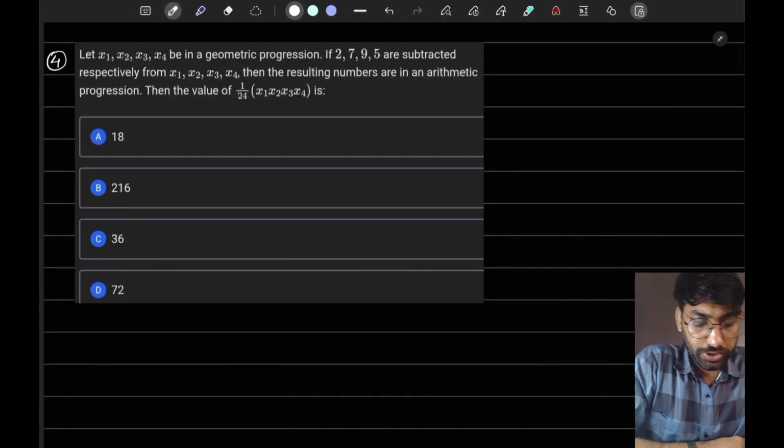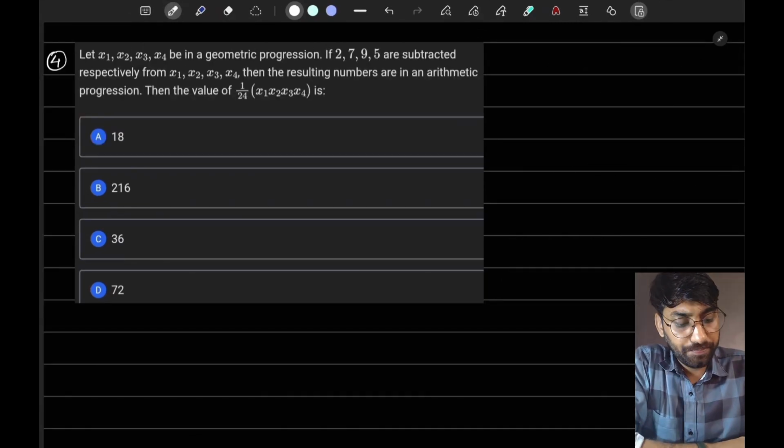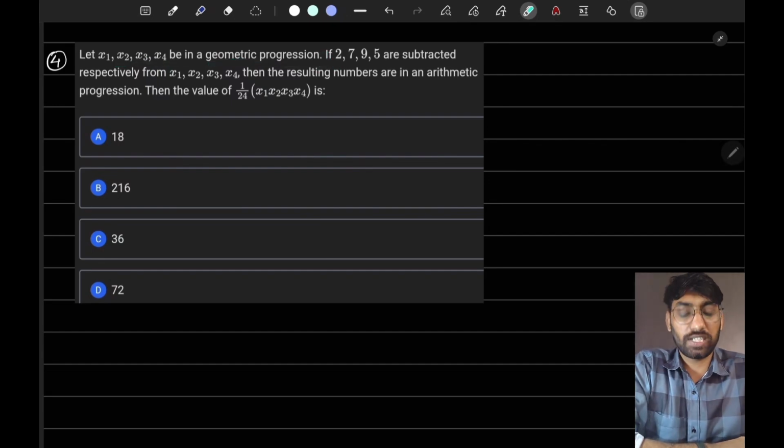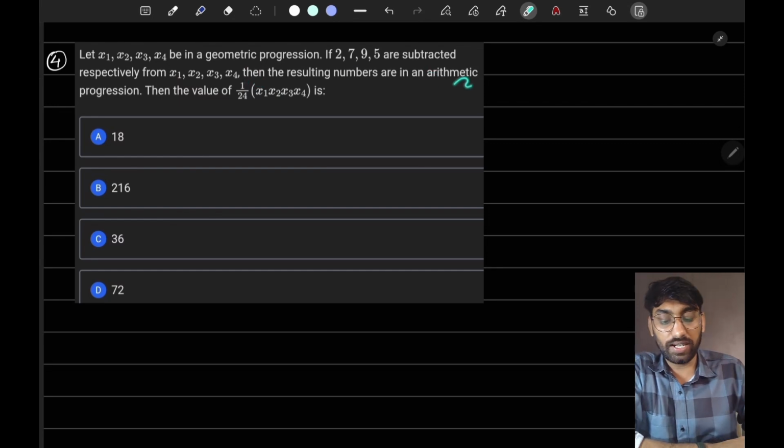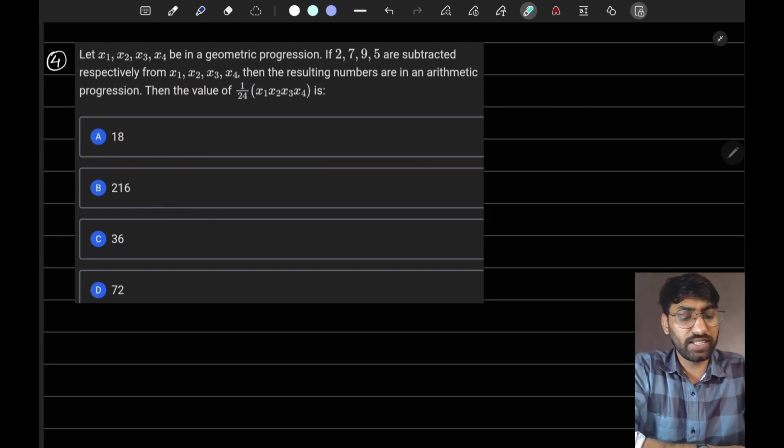Now let's see this question. What is it saying? It is simply saying that if x1, x2, x3, x4 are in geometric progression, let's assume that these numbers are in geometric progression, and if 2, 7, 9, 5 are subtracted respectively from x1, x2, x3, x4, then the resulting numbers are in arithmetic progression. A very interesting one.